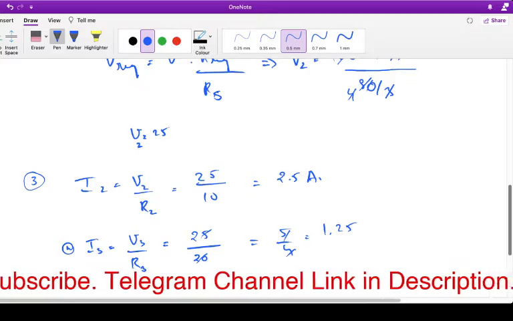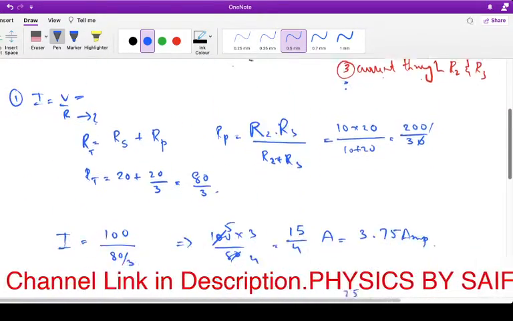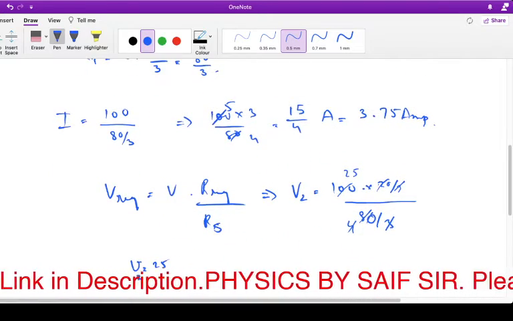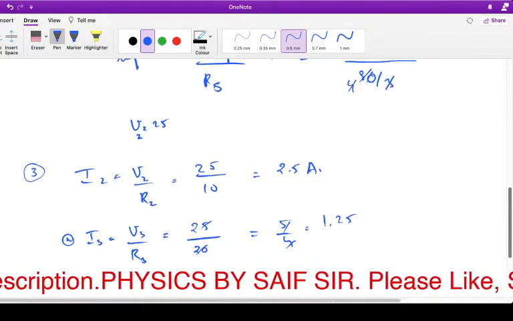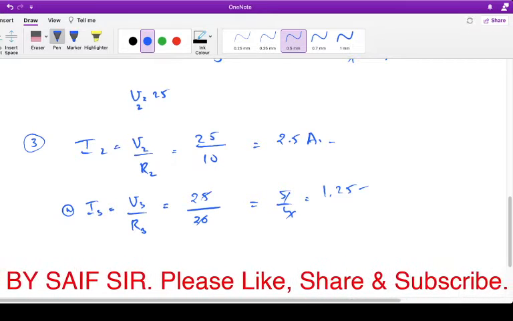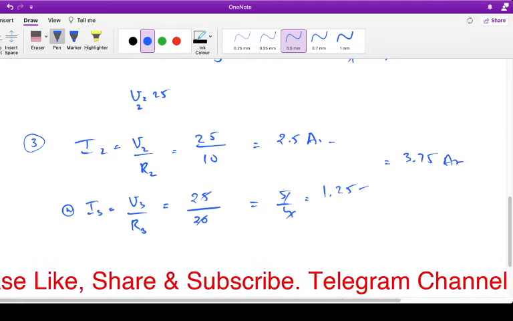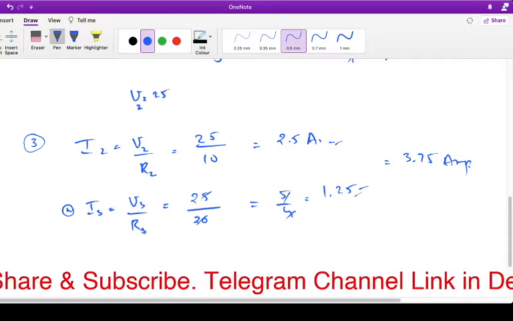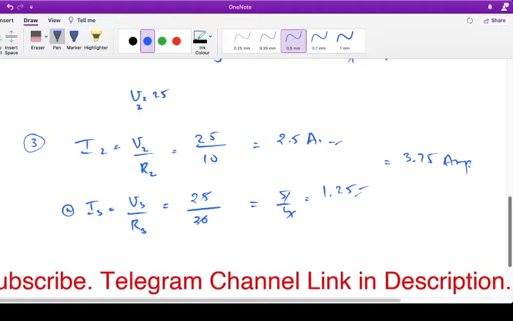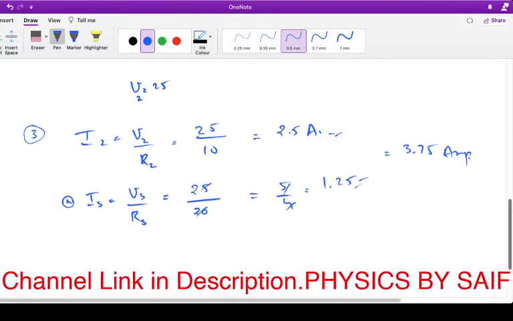Now, to cross verify your answer is correct, you got this answer here, 3.75. Okay, if you add this I2 and I3, you will get the value 3.75 ampere. So that means your solution is correct. Okay, so after doing the problem you can cross verify with this method.